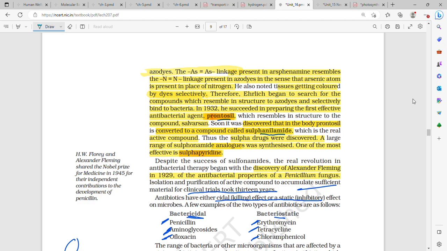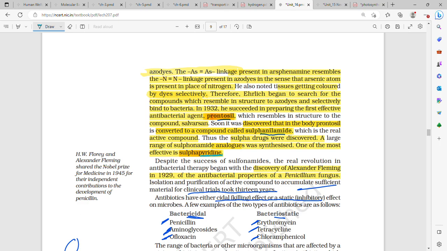In 1932, he finally succeeded in preparing the first effective antibacterial agent, which was called Prontosil, which resembled the structure of arsphenamine or Salvarsan. Soon it was discovered that in the body, Prontosil got converted into sulfonamide, and therefore sulfonamide was the real compound, and this is how the sulfa drugs were discovered. There are a large range of sulfonamide analogs, and one of the most effective is sulfapyridine.